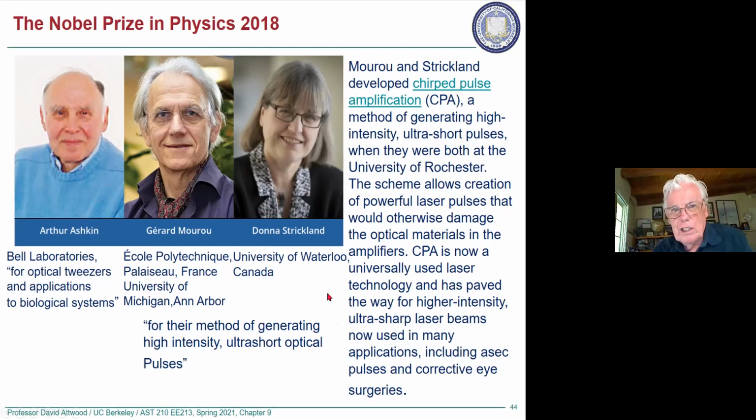They were both at Rochester at the time. Gerard is now at École Polytechnique in Palaiseau, and still at Michigan too. I think he has a joint appointment, but his main role is in Palaiseau, which is just outside of Paris. And Donna is at the University of Waterloo. They got it for their method of generating high-intensity, ultra-short optical pulses. So everybody who's making high-power lasers with short pulses uses this CPA method.